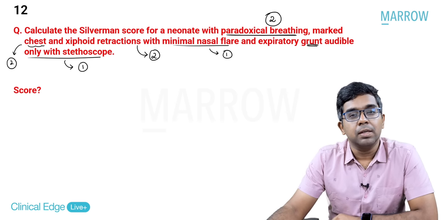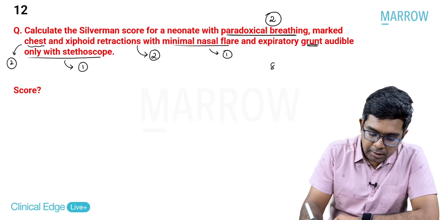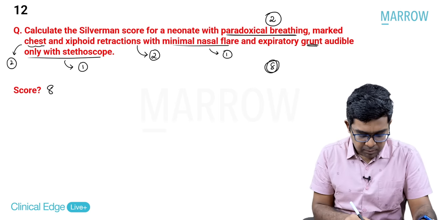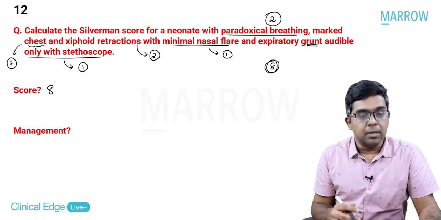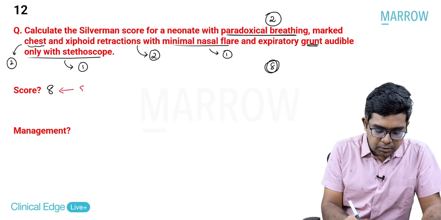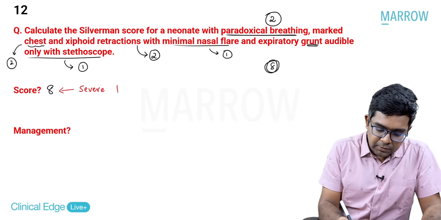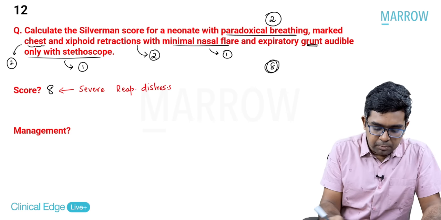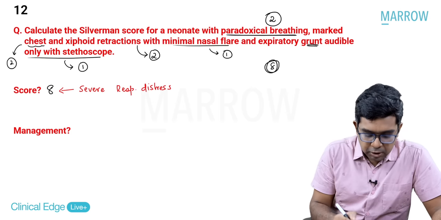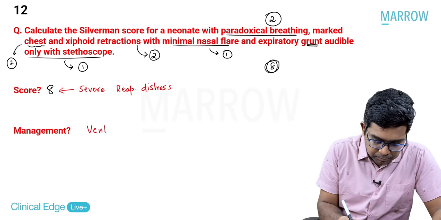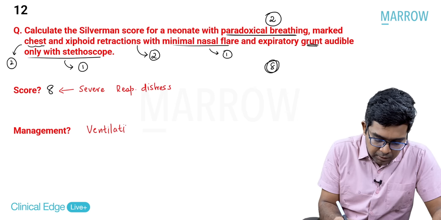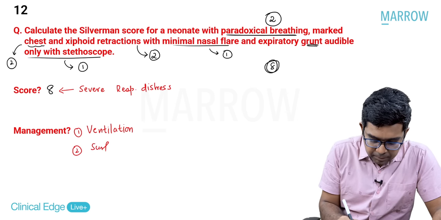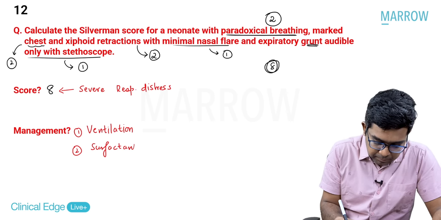So what is the total score in this particular baby? It is 8. What is the meaning of 8? 8 indicates severe respiratory distress in this particular baby. And please remember, for severe respiratory distress, the management is mechanical ventilation. And at this stage, you should also consider surfactant therapy.